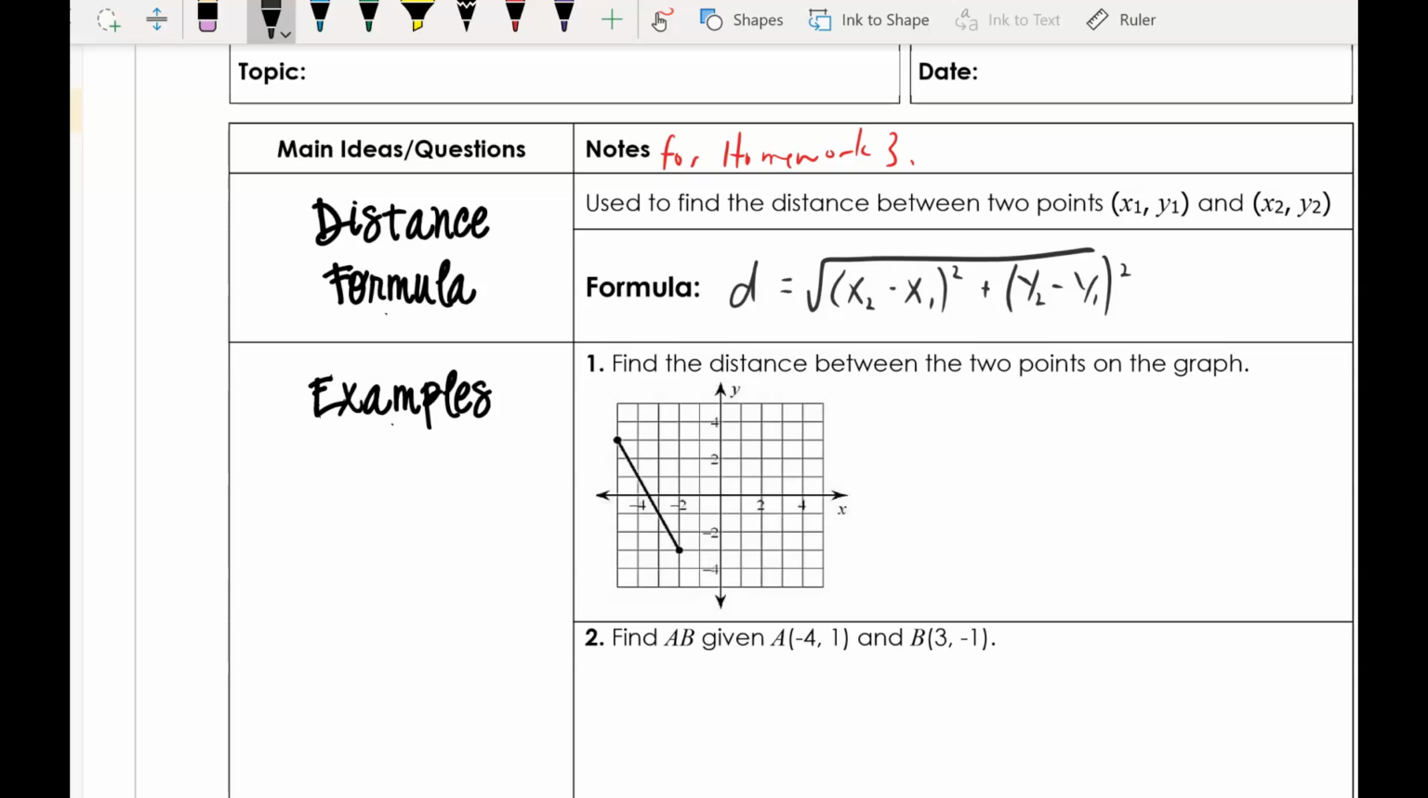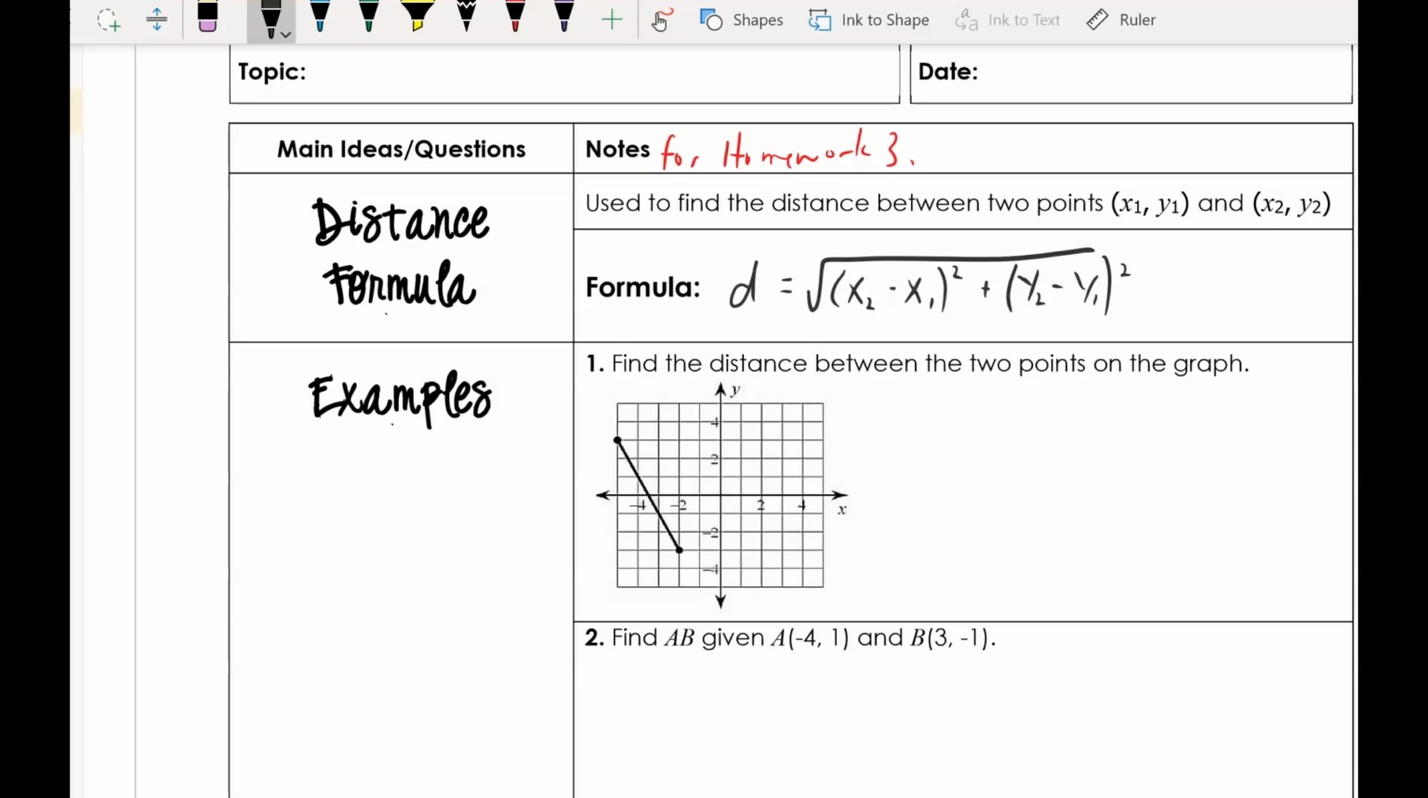Okay, so when we're looking at something in the coordinate plane that's slanted, we need to use the formula. Any oblique line, which is a slanted line, needs the distance formula. Any horizontal or vertical line, you can kind of just count. It's just a number line, so you can use the absolute value of the difference, like we've used in the past. Okay, but here it's not.